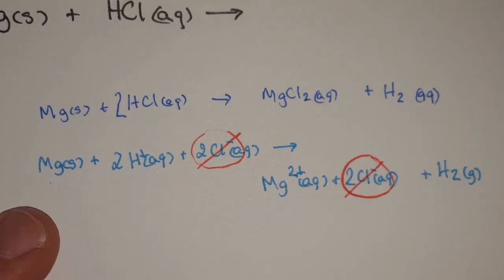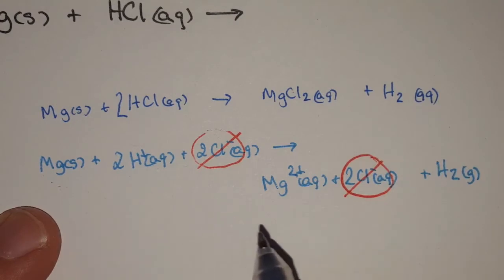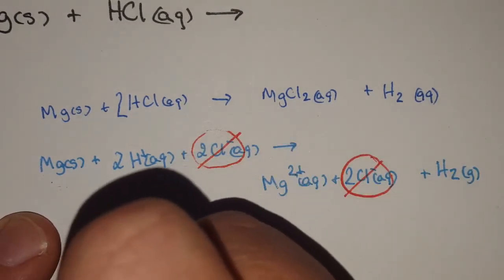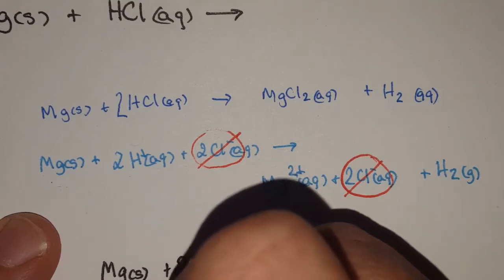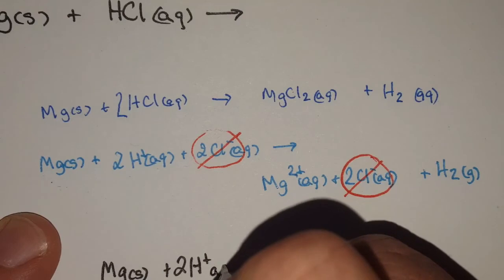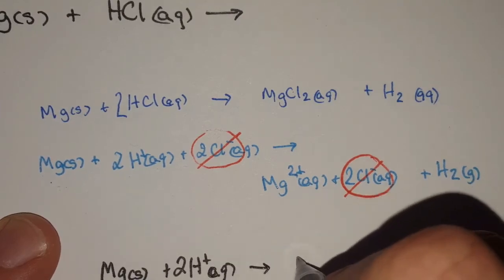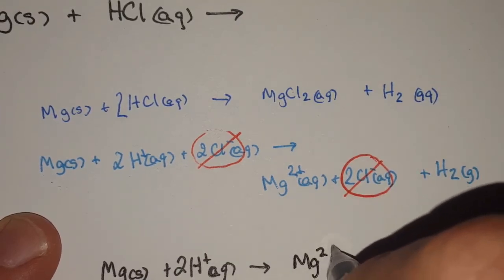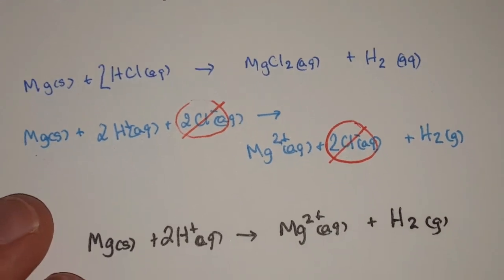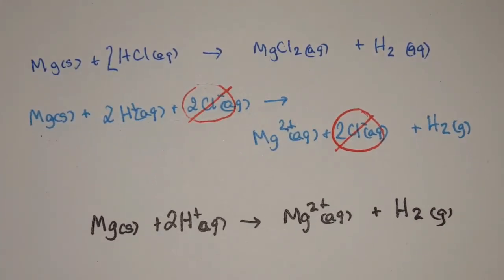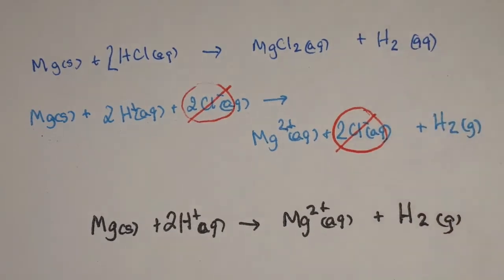The last thing I want to do is write out my net ionic equation, so anything that's left over. I have my solid magnesium reacting with 2 hydrogen ions to produce a magnesium ion and hydrogen gas. Okay, let's take a look at a second example.